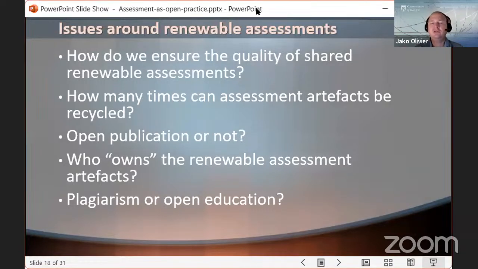Open publication or not, once again, that is up to you as teacher, whether you will definitely share it openly or maybe just internally within a university's repository. Who owns the artifacts? That's an interesting question. For most countries, looking at copyright, if a student has created an artifact and their name is on that, then automatically they can claim the copyright of that. You don't need to apply for it.